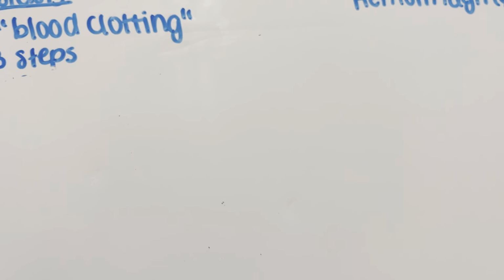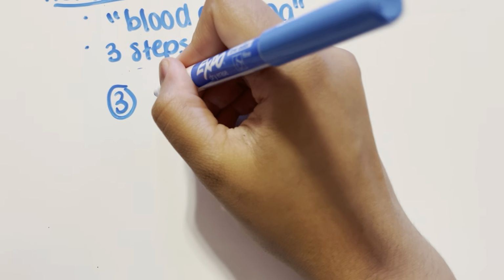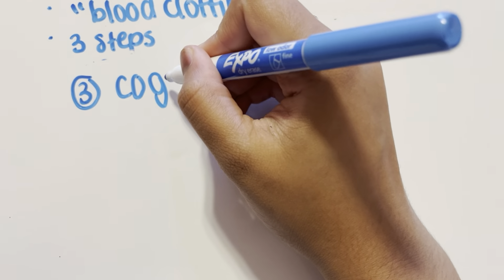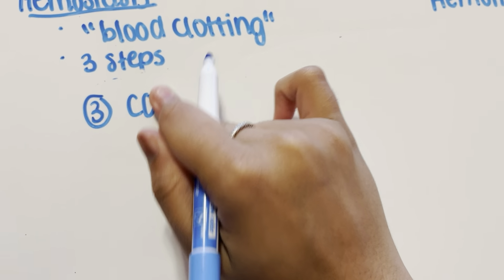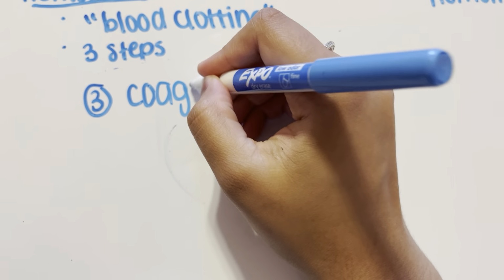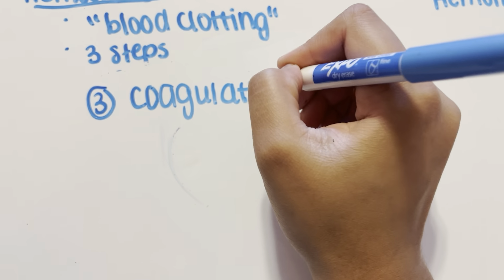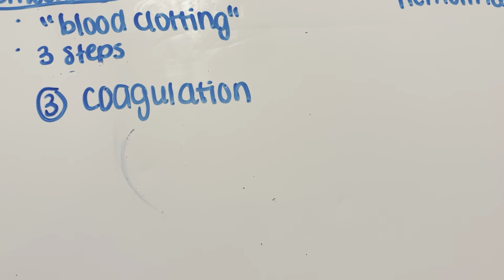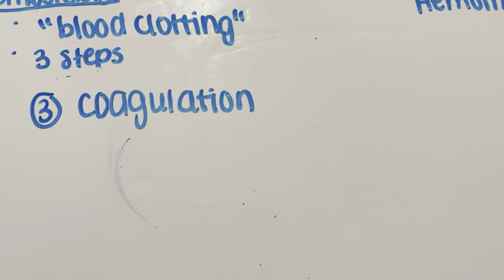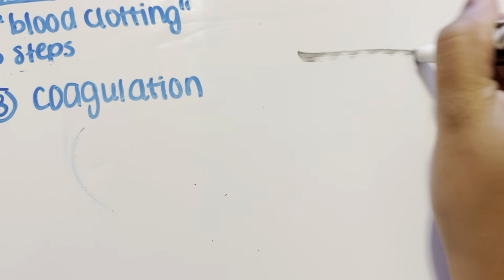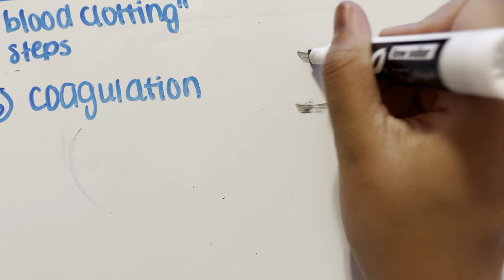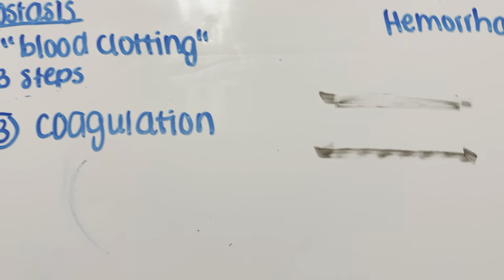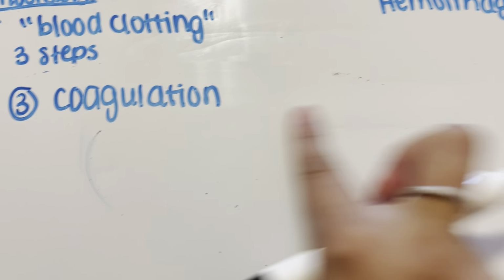And this step, step three, is called coagulation. And that's basically when fibrin comes into play. Let's think about it. Let me get another black marker. Hopefully this works better.